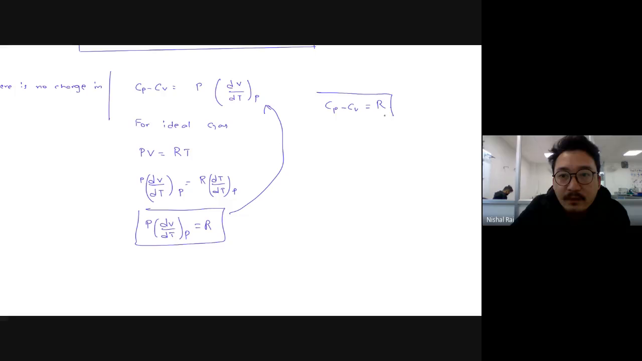So now this is your very important relationship. Basically, the difference in your specific heats is constant. This is also known as your Mayer's equation, which we have done previously. Now we are proving it using your first law of thermodynamics. This is your Mayer's relation. Previously also, I believe we have done this.